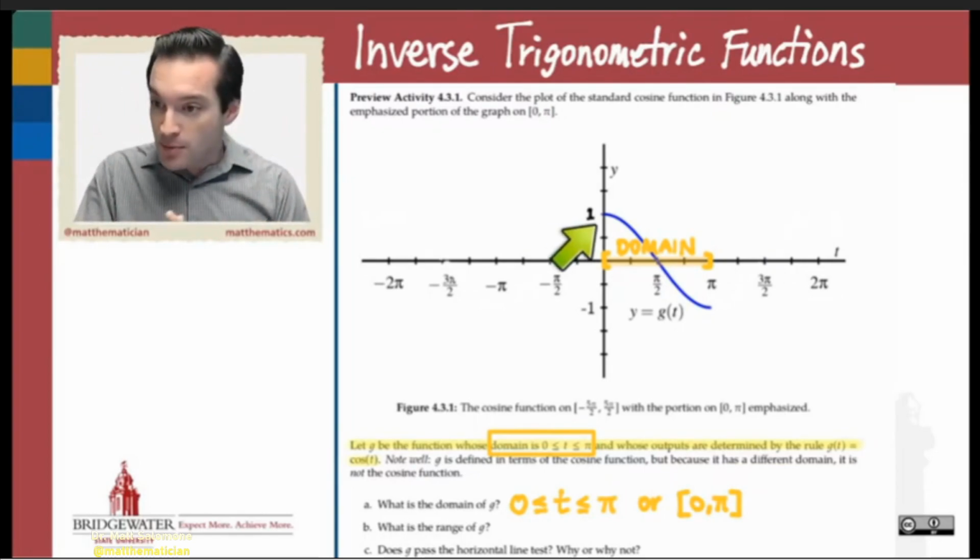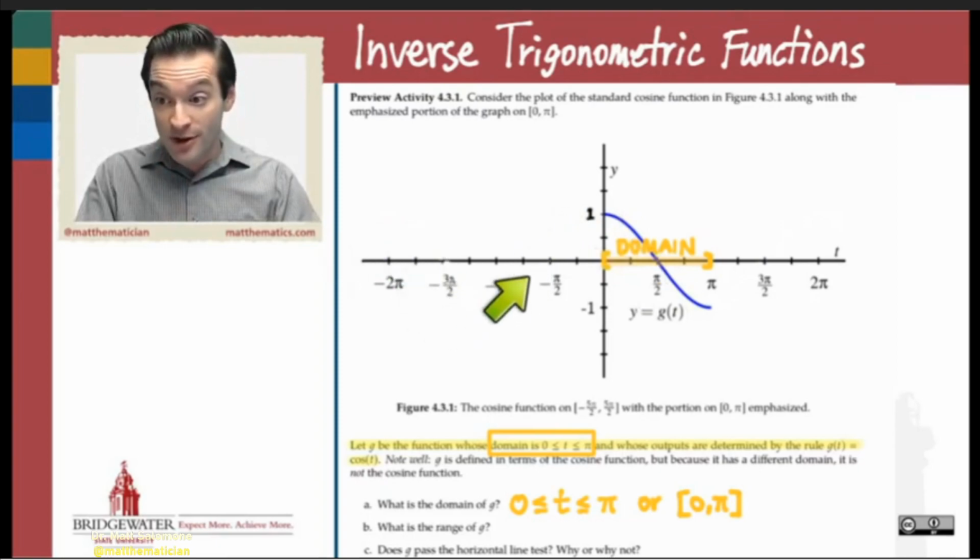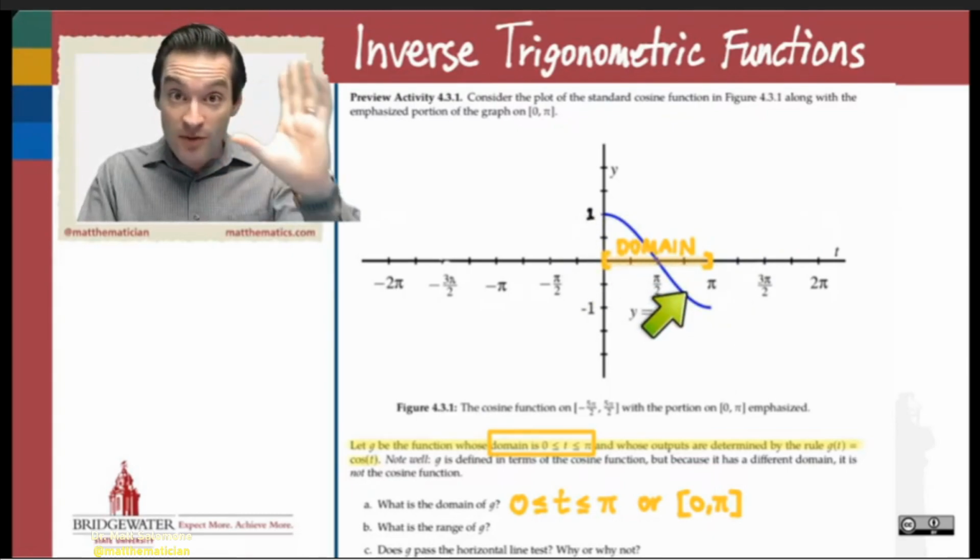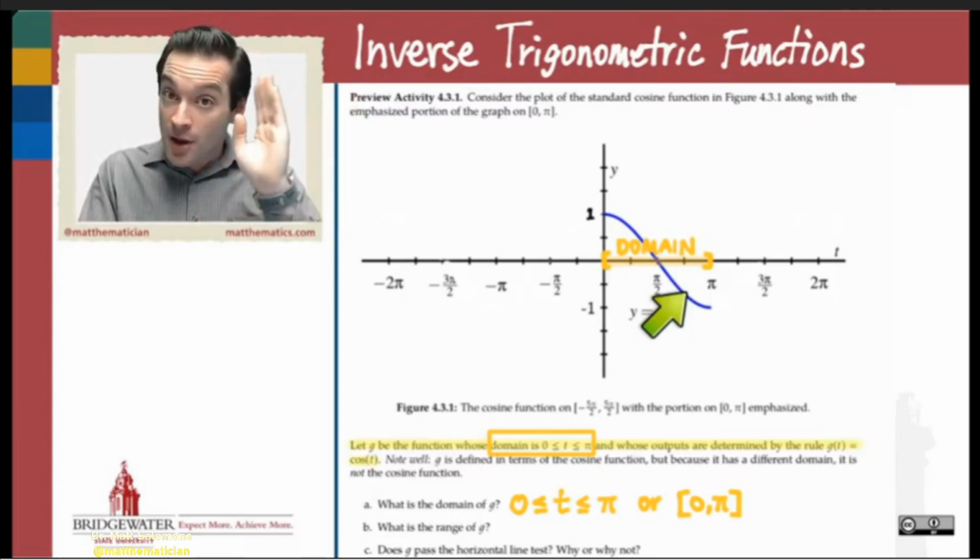And keep in mind, when we restrict the domain, we're totally ignoring the rest of the cosine graph that we otherwise would have seen here. So we're only thinking about this piece of the graph right now, because the only thing my function sees are the t-values between 0 and pi.